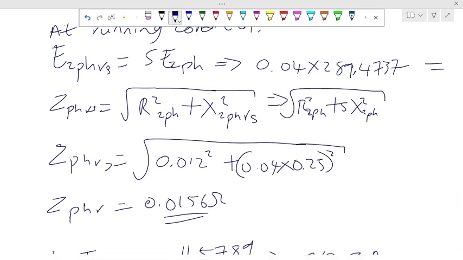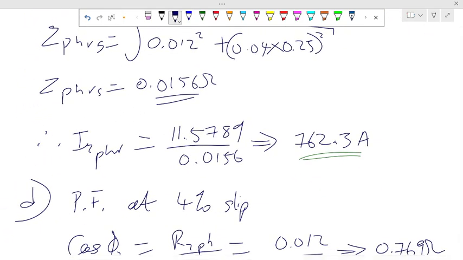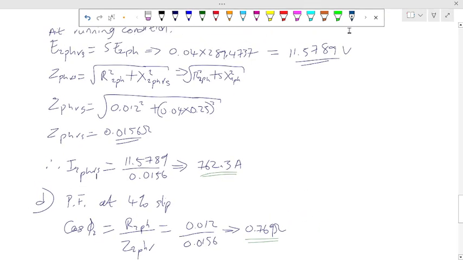Z when there is slip equals this, which remains the same. Here we introduce the slip, 0.04 multiplied by the reactance. That will give you our new impedance when there is slip. Okay, so now our current when there is slip equals this, the value for the E2 when there is 4% slip, and then the impedance when there is 4% slip. This is it. So these are currents, okay, when there is 4% slip.